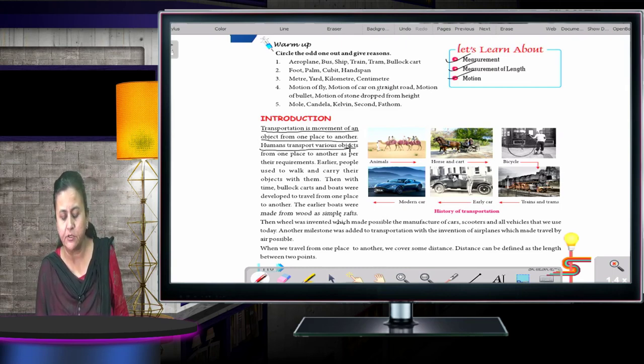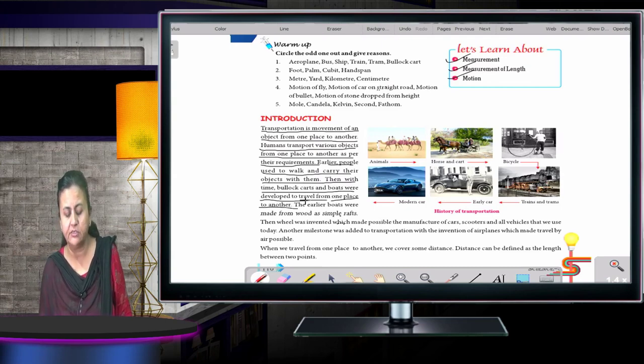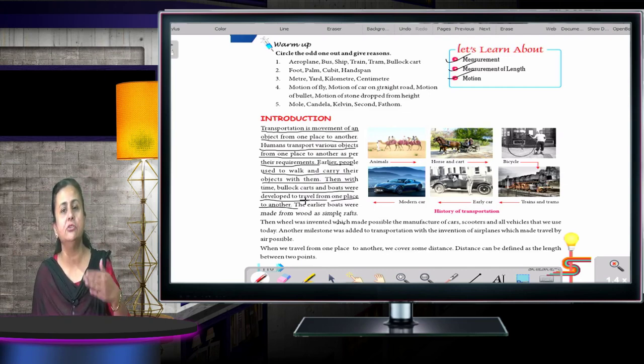Human transports various objects from one place to another as per their requirement. Earlier, people used to walk and carry their objects with them. Then with time, bullock carts and boats were developed to travel from one place to another. See children, earlier the man used to travel on foot, but with the passage of time, as things kept on changing, the means of transport also started changing.